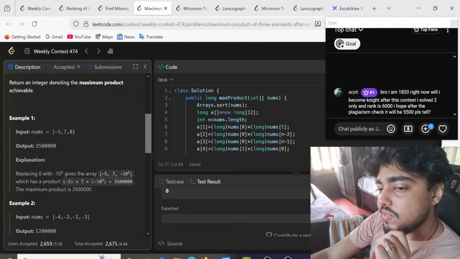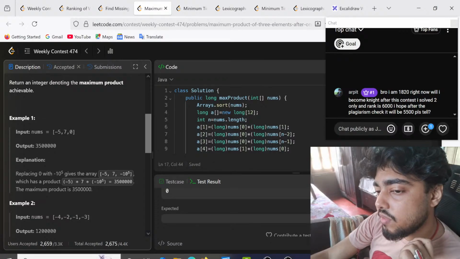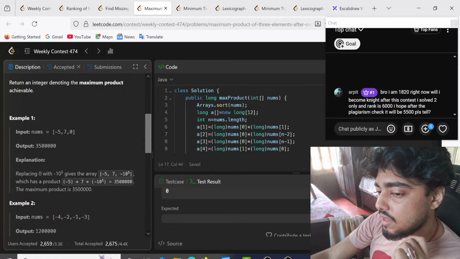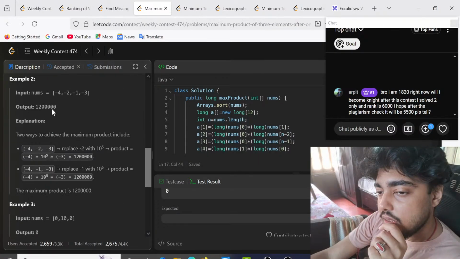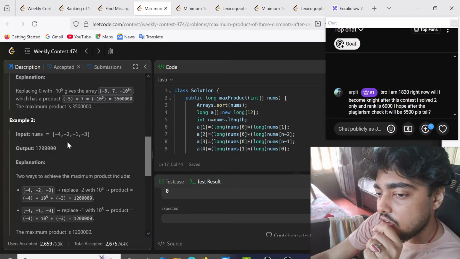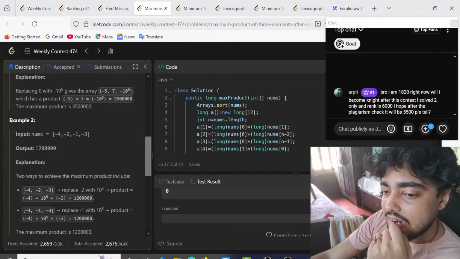So you have some numbers, so minus 5, 7, 0. What I will do is remove the 0 and make it minus 10 to the 5. And if I multiply these things, it becomes 350. So this is the maximum that I can get. For this case, I think I would be going for 1500. I will be removing minus 2 and making it 1500. Okay, so that is a good one.